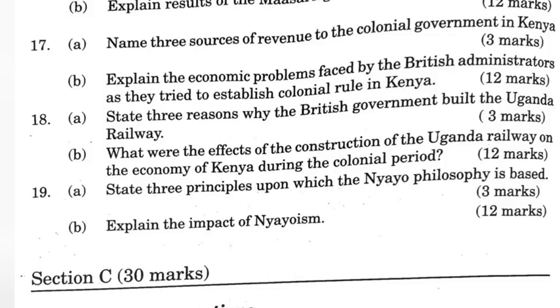3. The railway enabled Europeans to travel into the interior. They occupied the White Highlands and later played a vital role in the colonial economy. 4. European settlement into the interior led to the introduction of cash crop economy. This created jobs for the Africans in the settler farms.